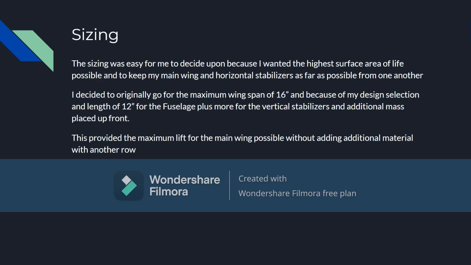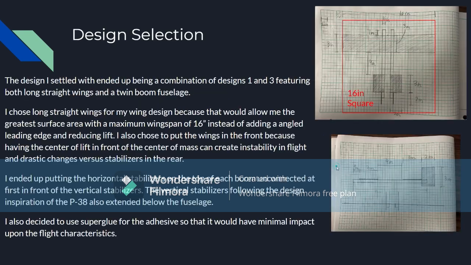Sizing. The sizing was easy for me to decide upon because I wanted the highest surface area of lift possible to keep my main wing and horizontal stabilizers as far as possible from one another. I decided to originally go for a maximum wingspan of 16 inches and, because of my design selection, a length of 12 inches for the fuselage, plus a little more for the vertical stabilizers and additional mass placed up front. This provided maximum lift for the main wing possible, without adding the material of another row of wing.